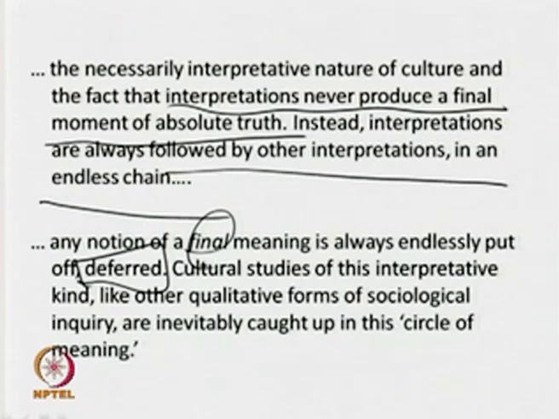Words like deferred and endless chain are from the post-structuralist school, particularly the theoretical formulations by Jacques Derrida. So, this kind of theorizing is directly inspired, if you will, by the pronouncements of people like Jacques Derrida. Any notion of a final meaning is always endlessly put off or deferred. Cultural studies of this interpretative kind, or studies of representation, like other qualitative forms of sociological inquiry, are inevitably caught up in the circle of meaning.